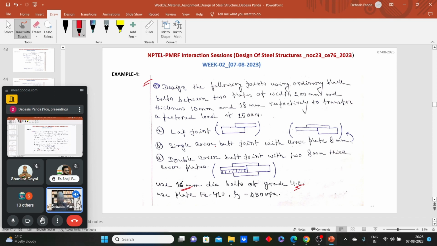So let's quickly cover that lap joint portion. I have added all this design part, but let's quickly come to that lap joint, how we can make a joint between these two plates. One is 18 mm and one is 10 mm, using 4.6 grade bolts. So we have to calculate how many bolts we require for this joint, what should be the pitch distances, what should be the edge distances, all these things.